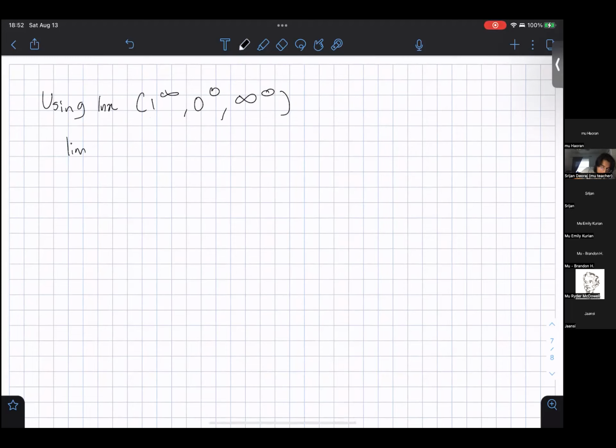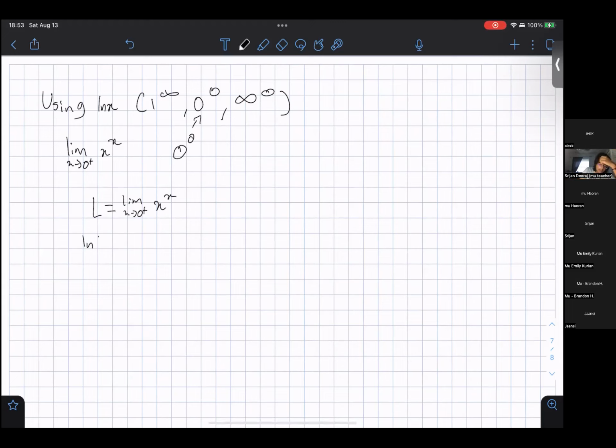But let's try to evaluate the limit of x to the x as x approaches 0. If we plug in x equals 0, we get 0 to the 0 here. So that's one of our indeterminate forms. But what we can do is say that the limit is equal to some L. That's the limit as x approaches 0 from the positive side of x to the x. We can then take the ln of both sides.